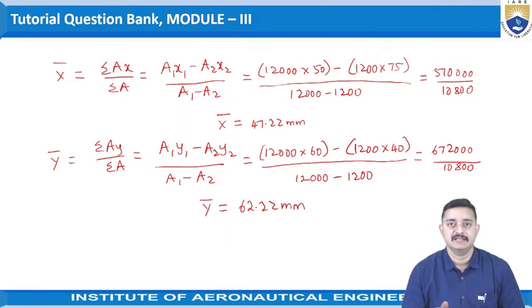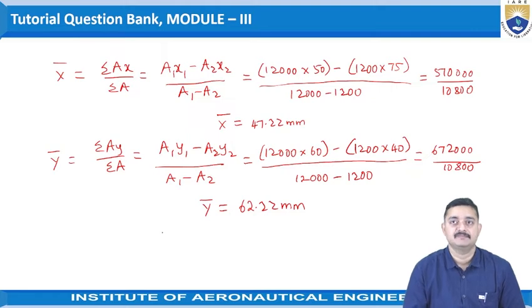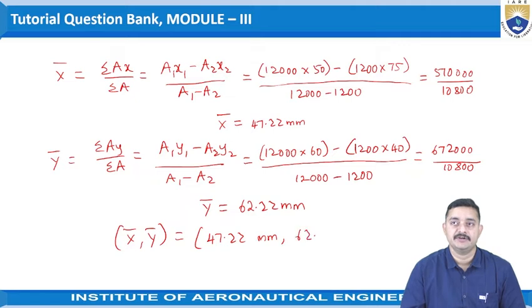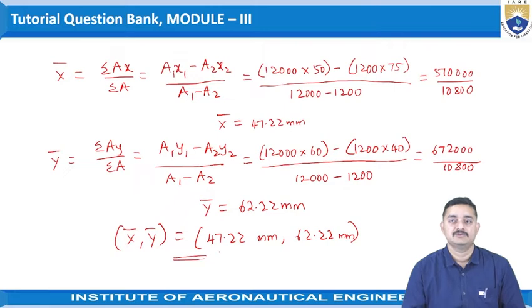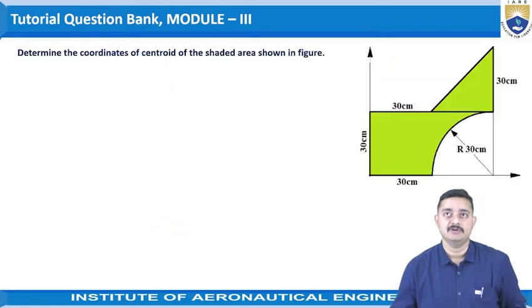So ultimately, at the end, you can write the solution as the centroid of the given complex lamina is X bar comma Y bar, that is equal to 47.22 mm comma 62.22 mm. So this would be the solution of the given problem. Now let us go to the next problem.